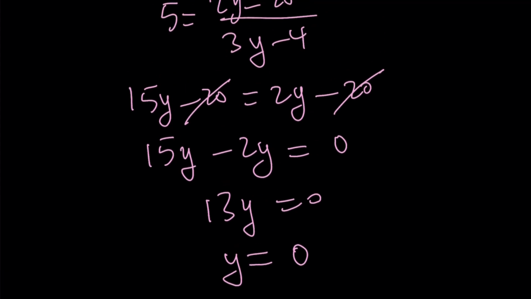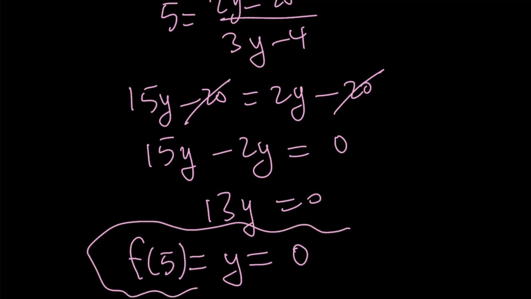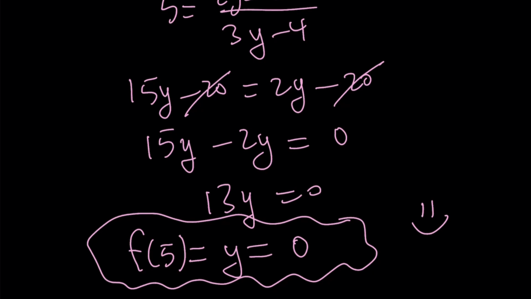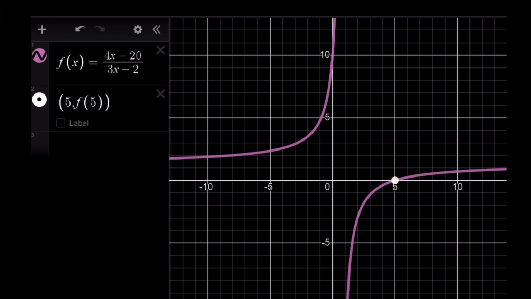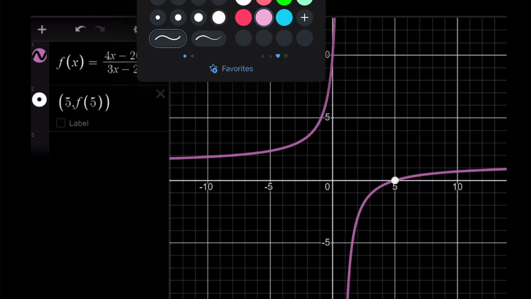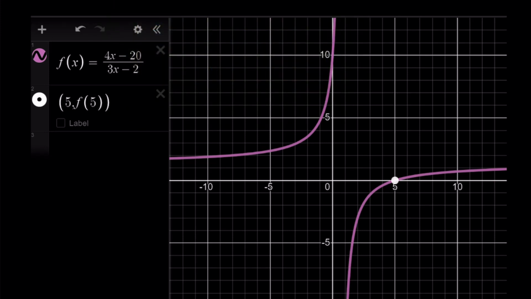So f of 5 is what we were looking for, and we set it equal to y. Therefore, f of 5 is equal to 0. And that is the answer. But let's take a look at the graph. So what kind of function are we looking at? f of x is 4x minus 20 divided by 3x minus 2. It's a rational function which has a horizontal asymptote and a vertical asymptote, and so on and so forth. But at 5, notice that it has an x-intercept. Therefore, f of 5 is equal to 0, as we already demonstrated.